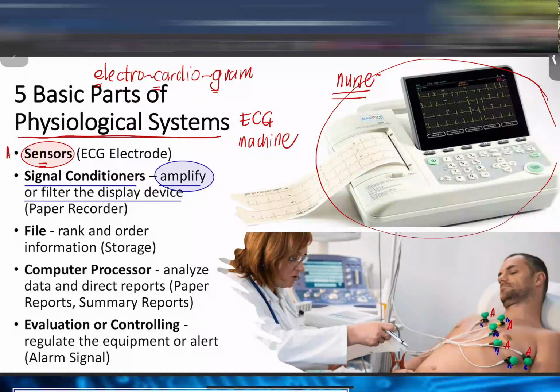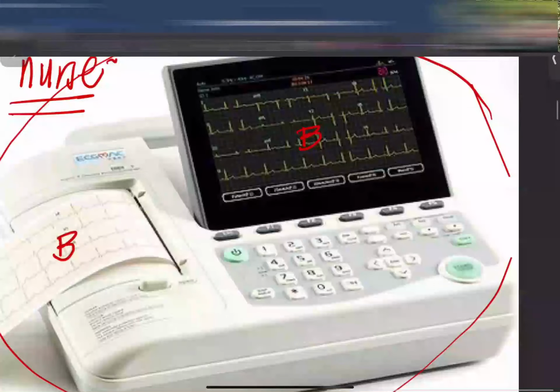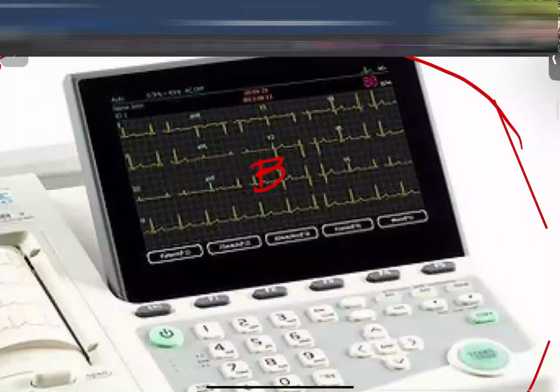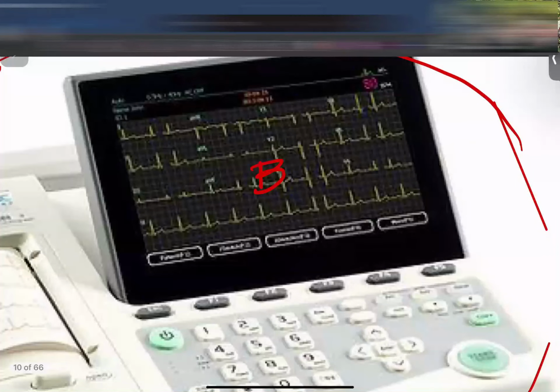So class, signal conditioners, saan po yun? One example, class, is your paper recorder. Okay? One example is your monitor and your paper recorder. O, tingnan nyo yung monitor, may mga lines na siya. And then those lines, class, would make sense, no? Once you understand those lines, you would know that those lines refer to your P wave, QRS complex, ST, and then your U wave. Okay?